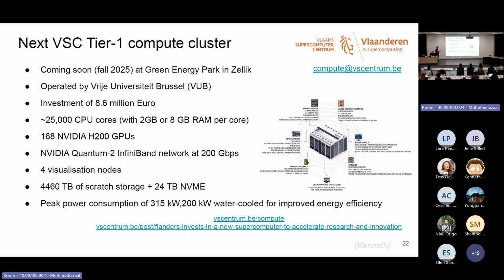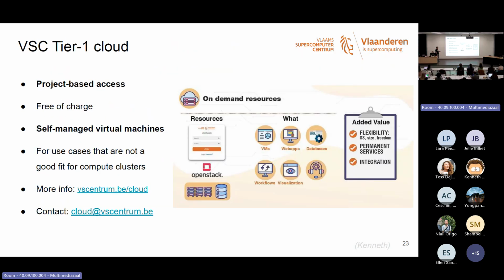So that's tier one, current tier one in Ghent, next tier one coming very soon in Brussels. So there's, let's say, guaranteed resources available, at least in Flanders. This was tier one compute. We have a tier one cloud as well to maybe make it more confusing. This is a bit similar to, let's say, Azure or Amazon, where you can get some resources for virtual machines.